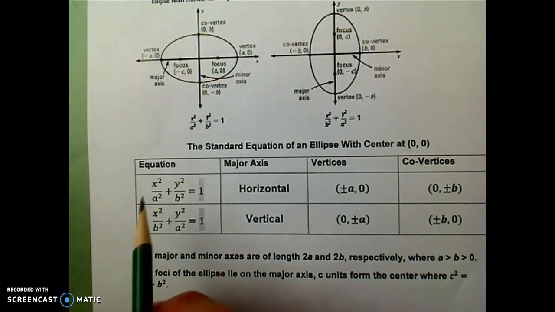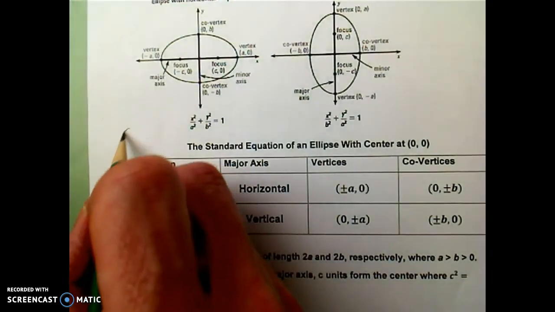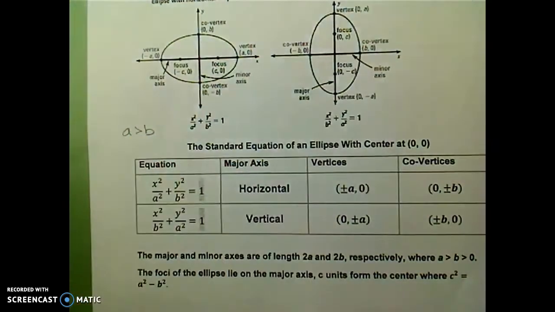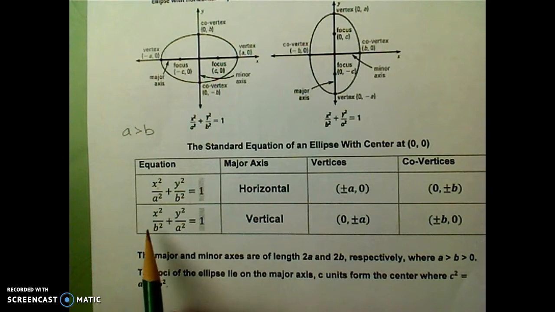A couple of things to point out here. How do I keep straight if it's x over a and y over b, or x over b and y over a? Here's the deal. a is always greater than b. So a is always going to go with your major axis. If a goes with x, it's horizontal. If a goes with y, it's vertical.